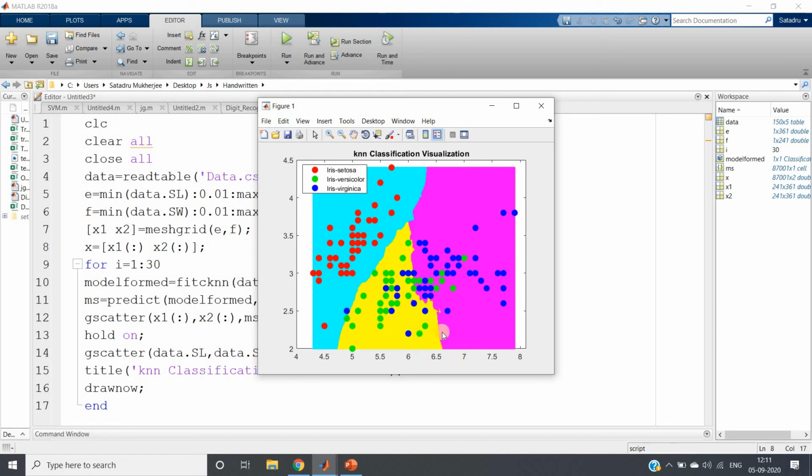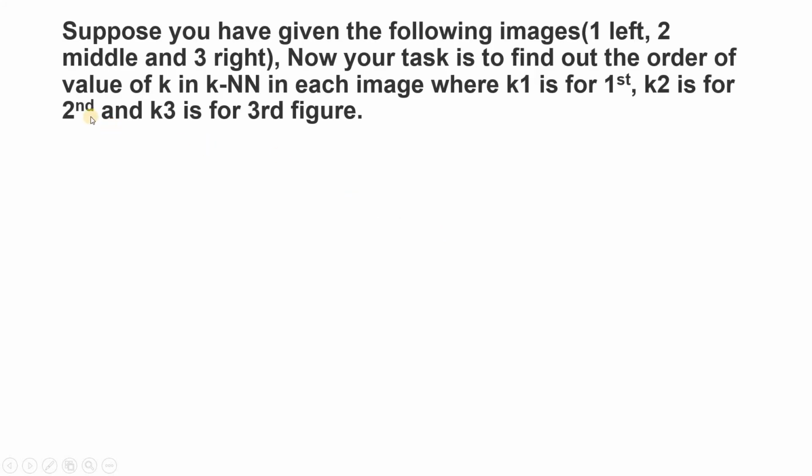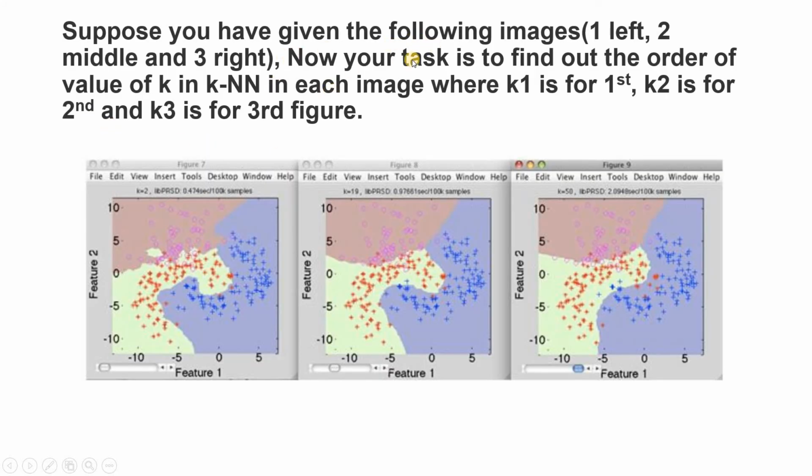This is a very important concept, and based on it one quiz question can be asked in a placement process related to machine learning. The question is: suppose you are given the following images, this one and this one. Your task is to find the order of the value of k in kNN in each image, where k1 is for the first, k2 for the second, and k3 for the third figure. What will be the correct answer? The correct order is K3 greatest, then K2, and then K1.